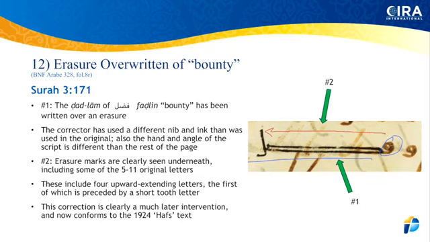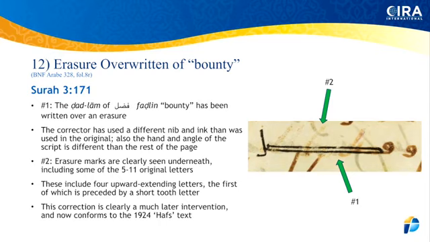Now take a look at number 2. Look at the number 2 from above. It's pointing down to those erased letters. You can clearly see them underneath. There are anywhere between 5 and 11 of those letters that they did not do a very good job of erasing. And these include 4 upward extending letters. You can see 1, 2, 3, 4.